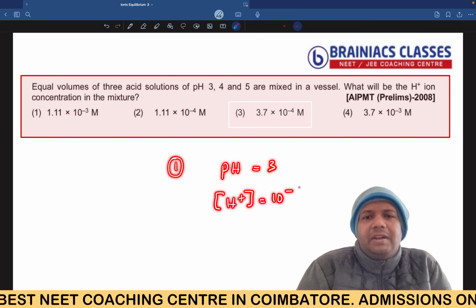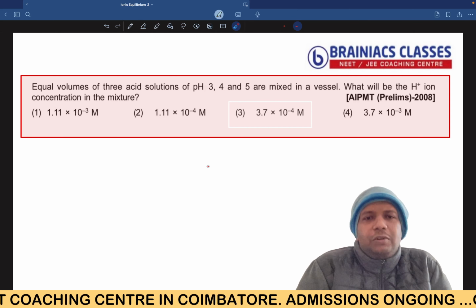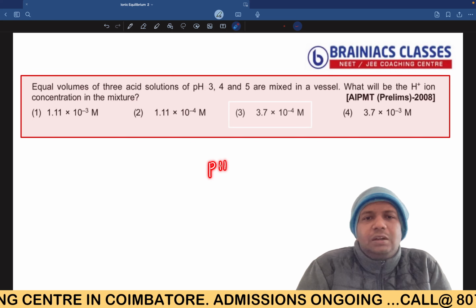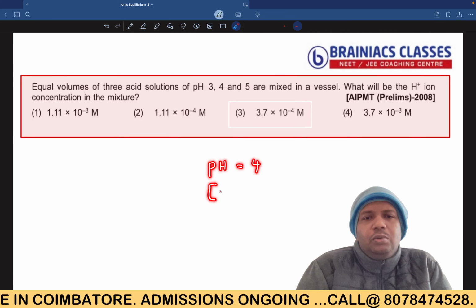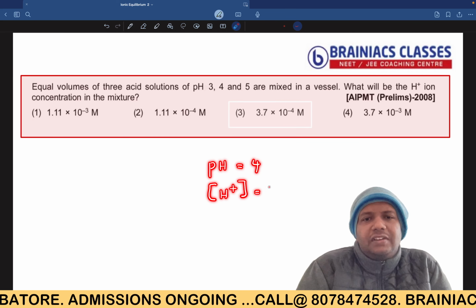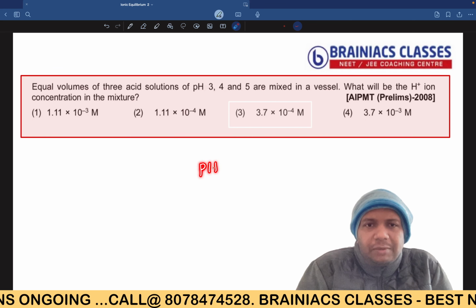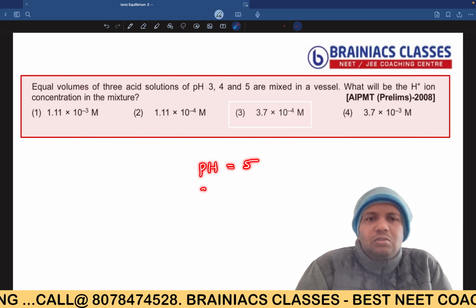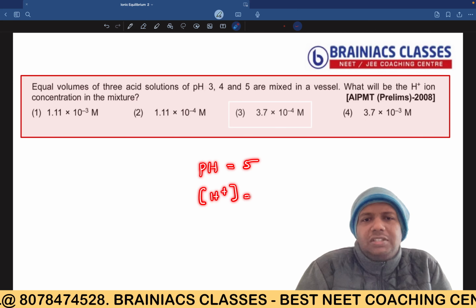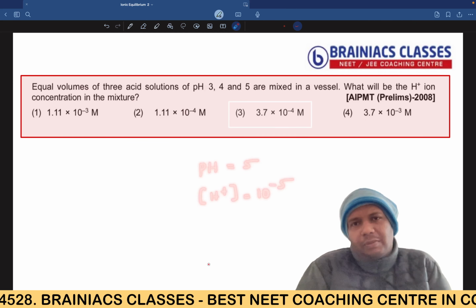From this I can calculate H plus ion, that would be 10 power minus 3. For the next one also we know pH is equal to 4, so you can calculate the H plus ion concentration, that is 10 power minus 4. For the third one also they have given the pH value as 5, so H plus ion concentration would be 10 power minus pH, that is 10 power minus 5.